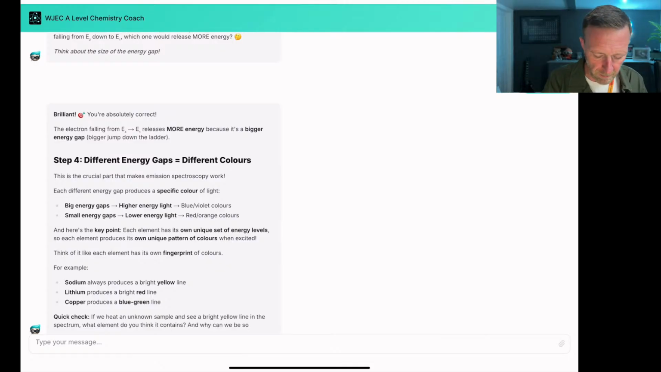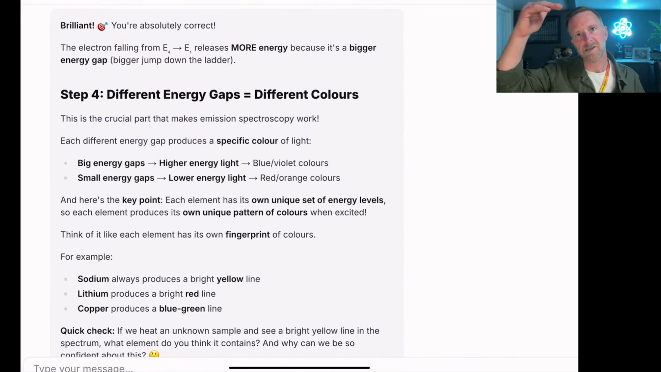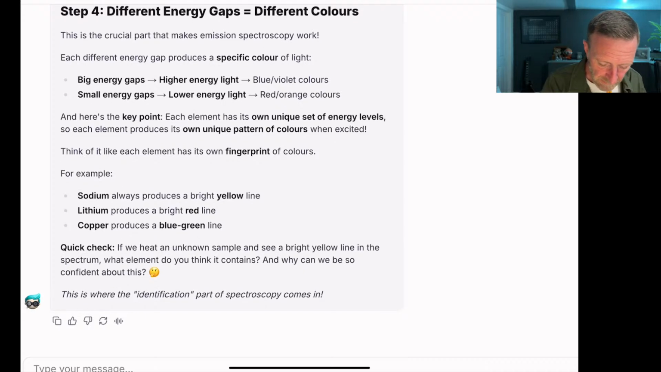So now we've got onto the next bit. An electron gets excited, goes to the top, falls back down again, and releases that energy in the form of light. Different energy gaps, different colors. Big energy gaps mean higher energy light, which means blue, violet. Small energy gaps, so small falls, mean lower energy light, red, orange. So different parts of the spectrum, and we get these fingerprint colors.